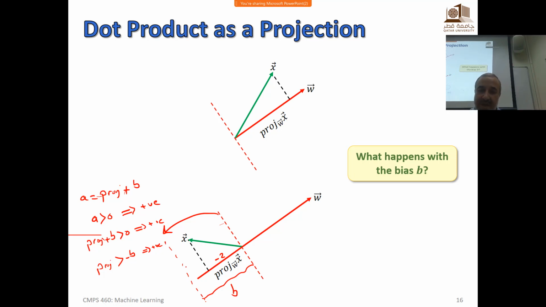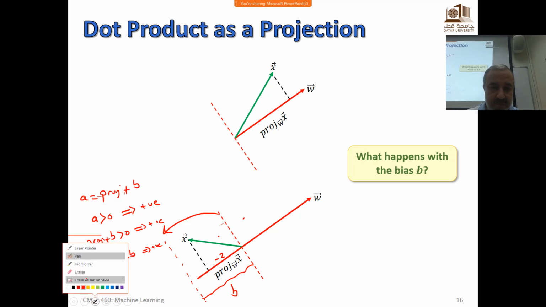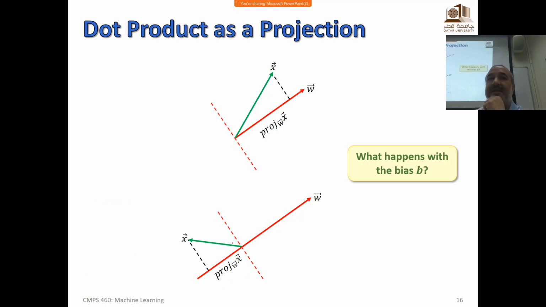Okay, so the decision boundary now is like that. Of course, it depends on the value of B. Now, for a point that will be here, what will be the predicted label? Negative, because now the projection is much higher than the bias, right? But any point here, positive. Here, of course, positive. Okay? Right. That's if B is positive. What if B is negative? What happens if B is negative? Let's look at this case.